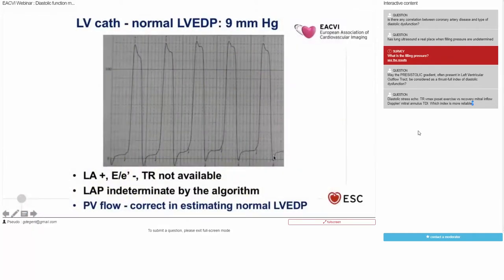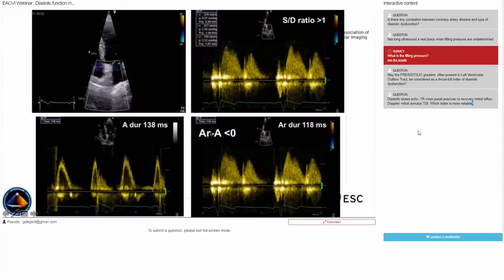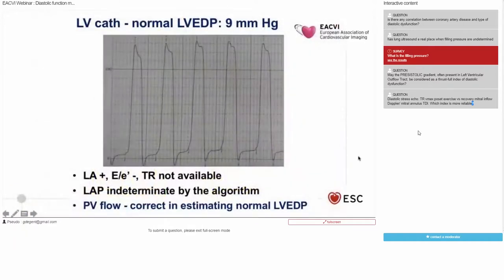So in this case, you see that actually the duration of the mitral A wave was higher than the AR duration, which was suggesting, together with the S over D ratio above 1, that the level of filling pressure was normal. In this patient, at the moment of coronary angiography, the left ventricular pressure was measured and it came up normal, LVEDP of 9. So just to summarize, out of the three parameters, one was positive, one was negative, the third one was not available, so it came up indeterminate by the algorithm.